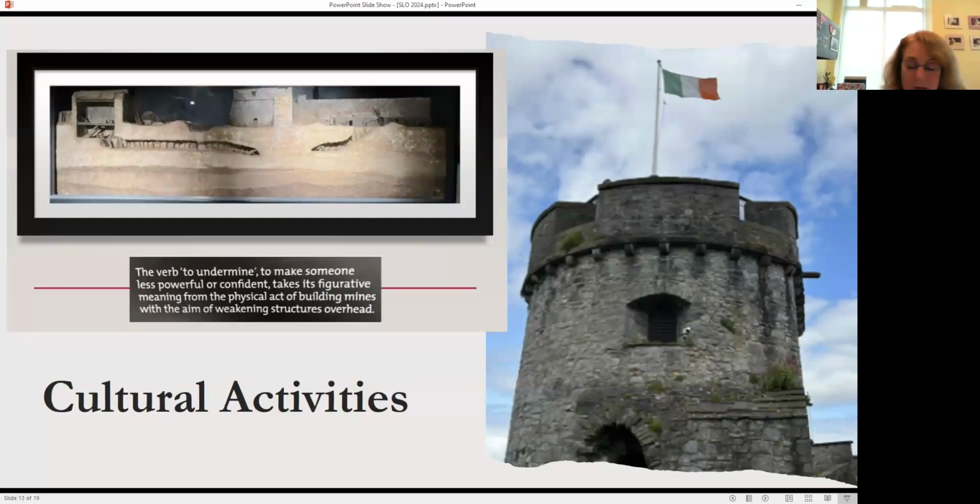One of my students wrote a caption for a picture of the castle, "The verb to undermine, to make someone less powerful or confident, takes its figurative meaning from the physical act of building mines with the aim of weakening the structure overhead," which we learned as part of the history of the castle. She followed that with an image that captured all of the ways education is undermined in the US and Ireland. While this analysis could have been included in the original capstone paper, it was much more impactful when images were combined with the quotes and analysis.